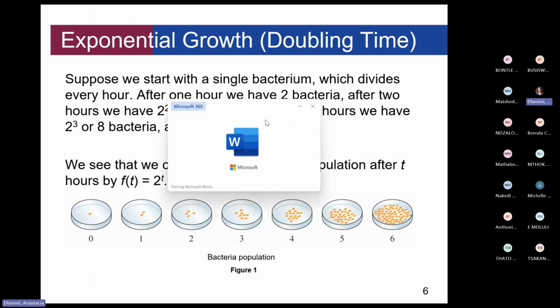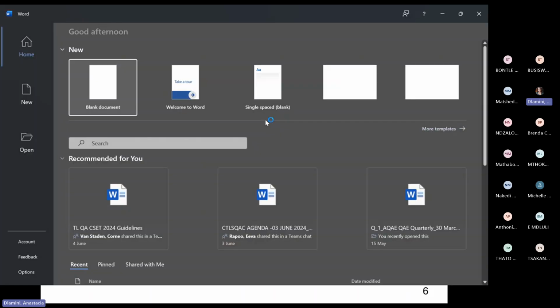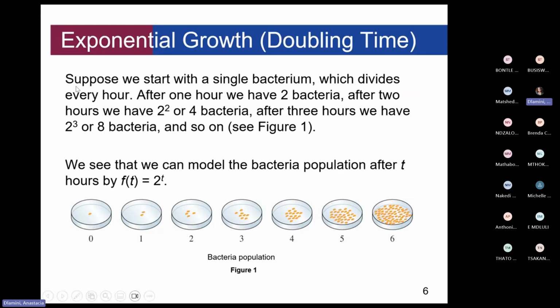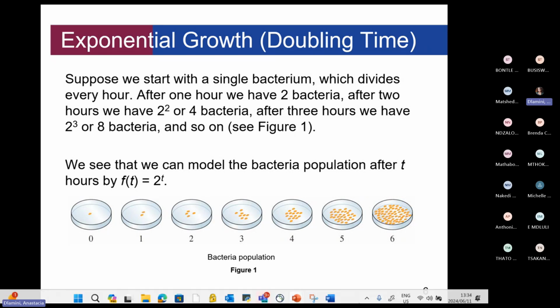Okay. So now they say we start with a bacterium, this one, right? And they say every hour it splits basically into 2. They say, suppose we start with a single bacterium which divides every hour. After 1 hour, we have 2 bacteria. After 2 hours, we have 4 bacteria. After 3 hours, we have 8 bacteria.